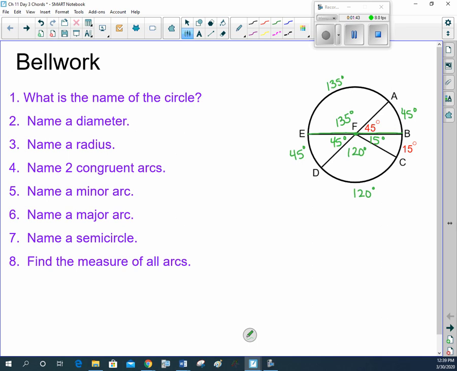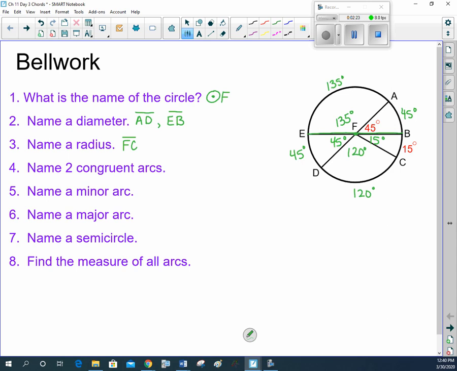So number 1 says, what's the name of the circle? So remember, we named this circle from the point at the center. So this is circle F, because that is our point at the center. Name a diameter. Well, there's a couple of diameters in that picture. I'm just going to do segment AD. You could have chosen segment EB. Both are diameters. Name a radius. So once again, we could do lots of segments on that one. I think I will just go with segment FC, so that your endpoint's at the center, and then you have another point on the edge of your circle.